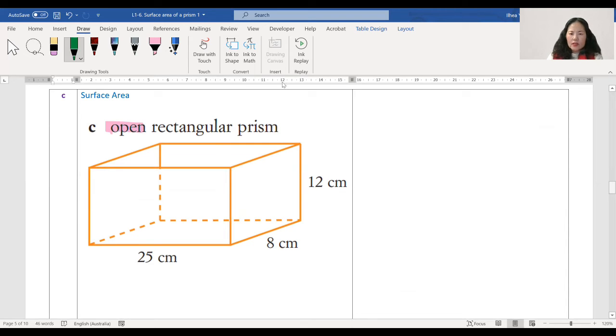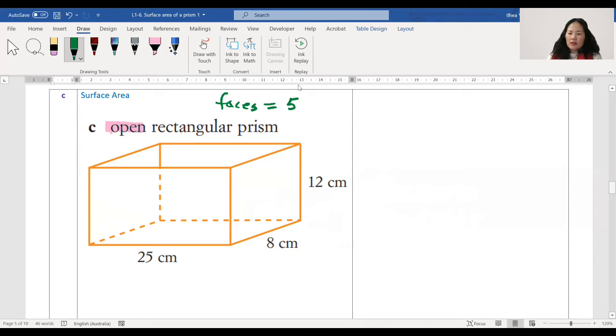All right, next one: surface area, but it's open. What does that really mean? One face is missing. So how many faces do we have? It's 5, not 6, because the top is missing. But because one face is missing doesn't mean it will have 2 different rectangles. It still has 3 different rectangles.